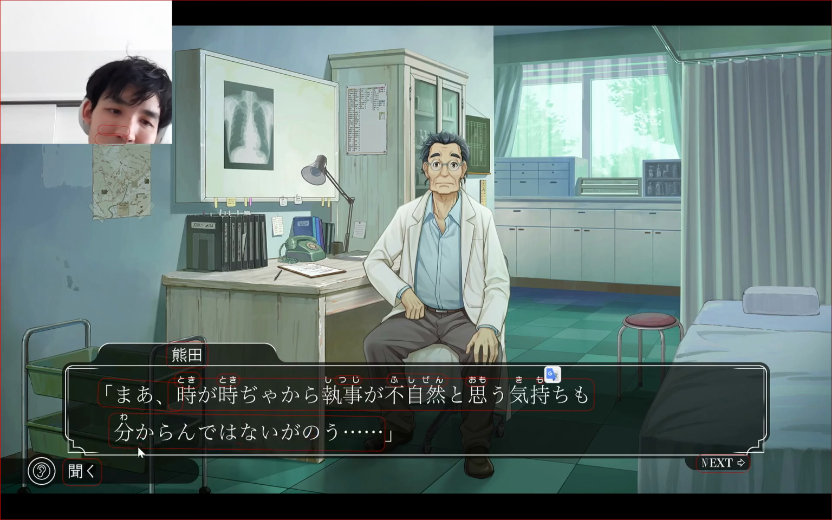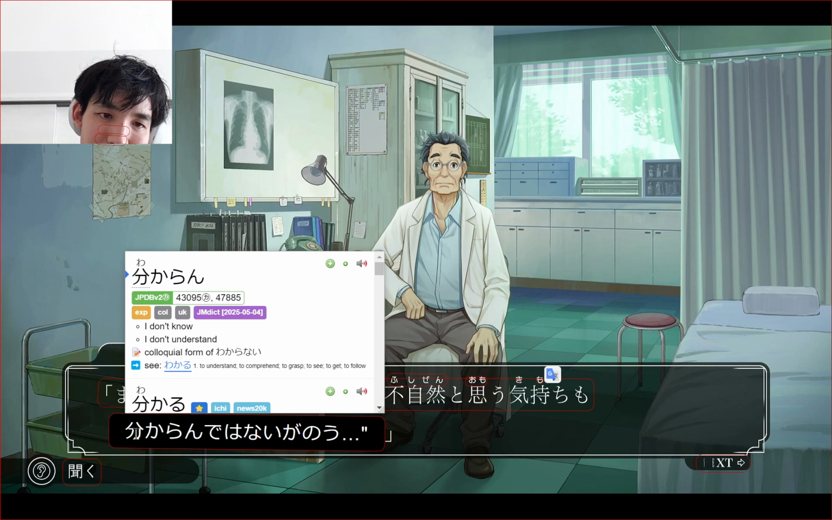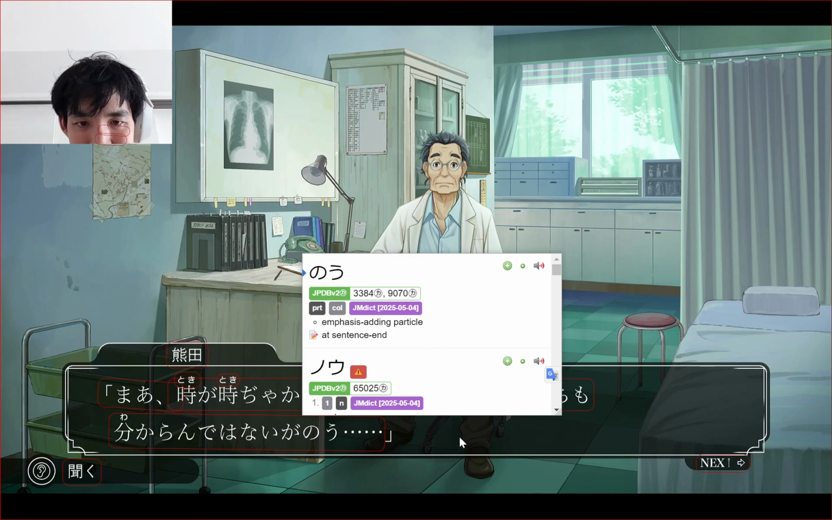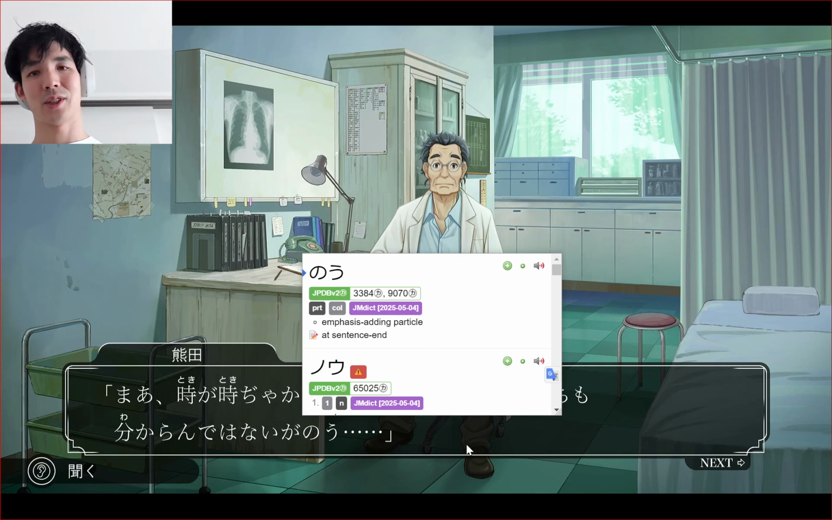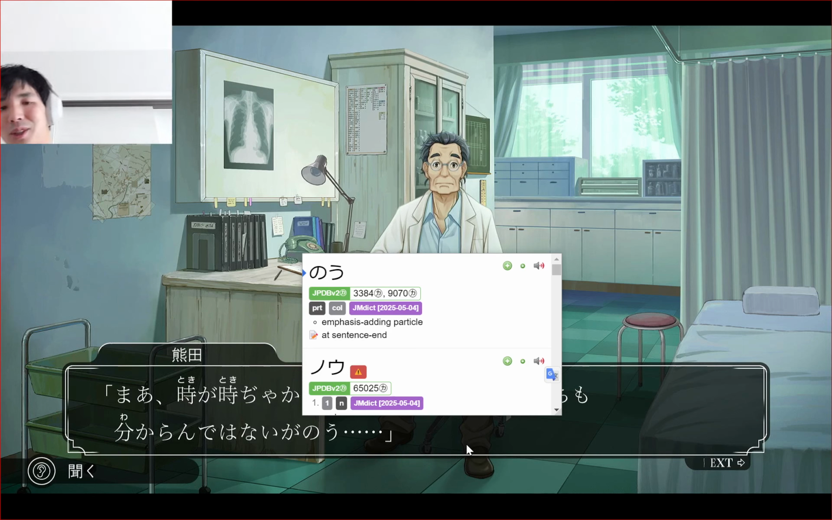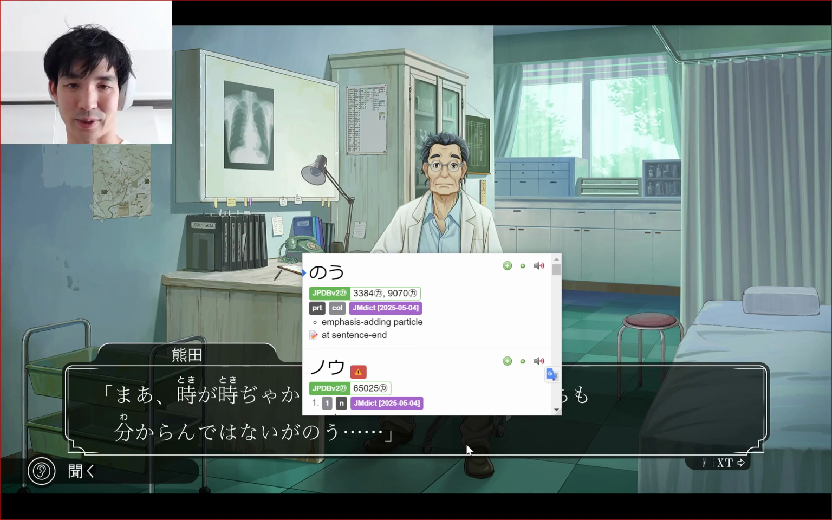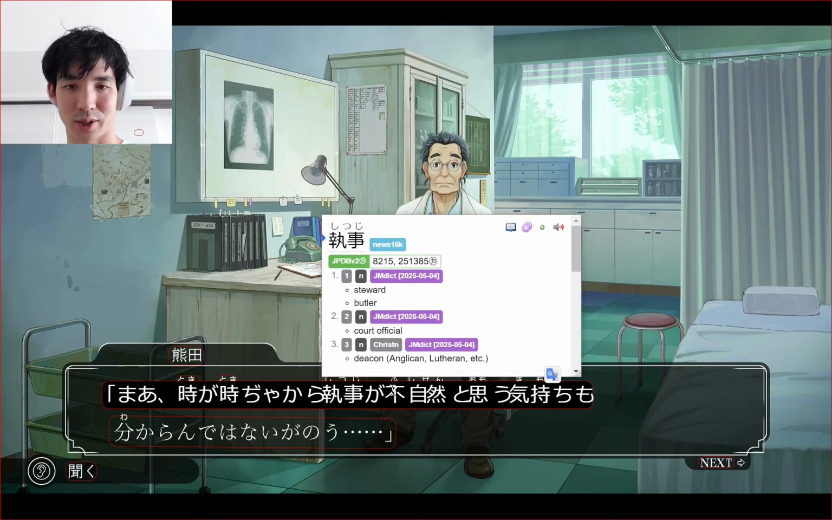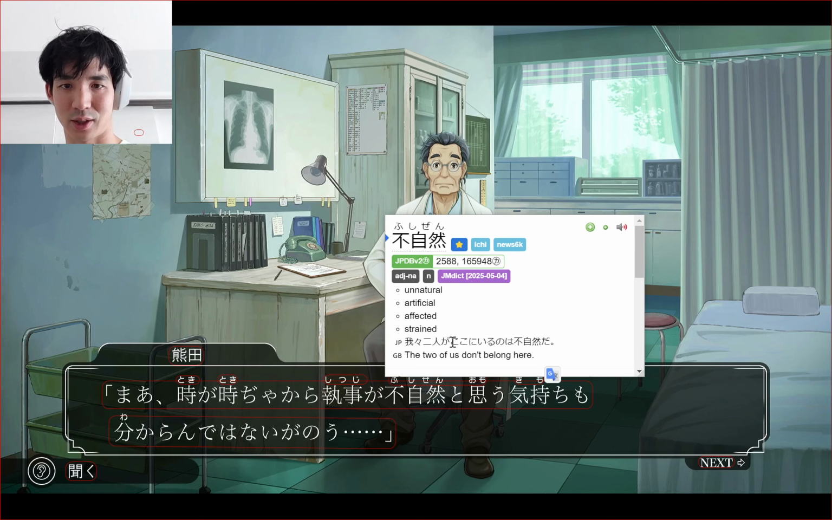Because this grammar is like wakaran, I don't know, but dewanai. It's not that I don't know. I guess he's kind of like, well, yeah, he died of heart failure, but it's not like I don't know that the butler thinks it was something unnatural. I think the keywords here are going to be just for vocab. There's going to be shitsuji, butler, and fushizen, unnatural.